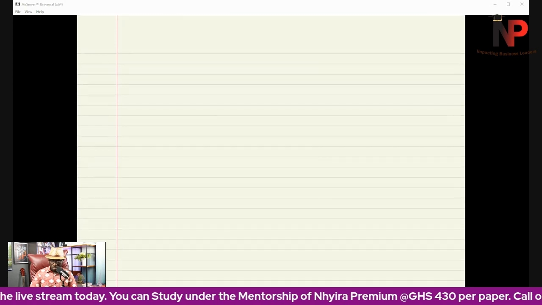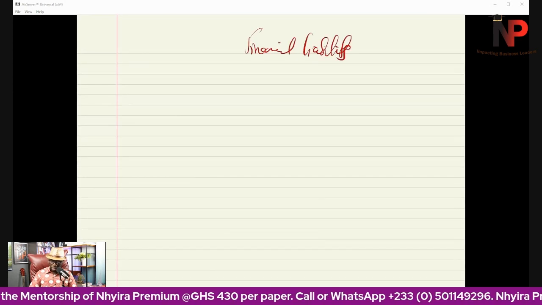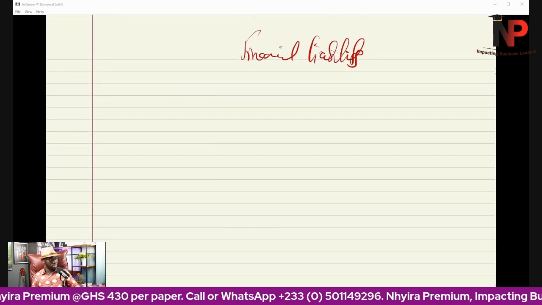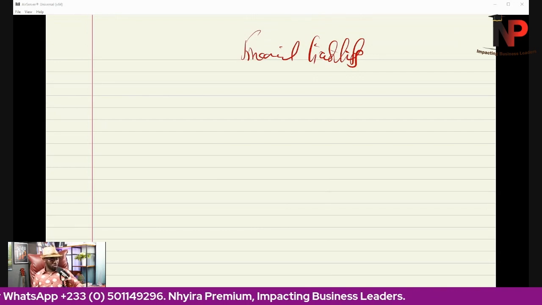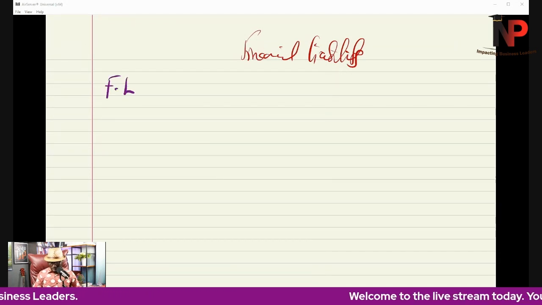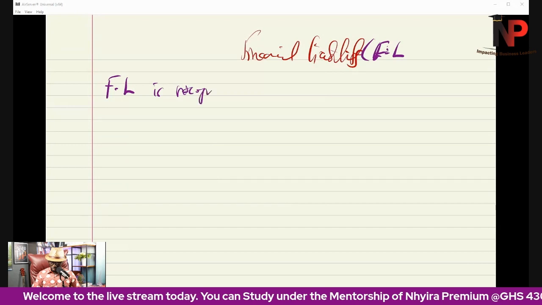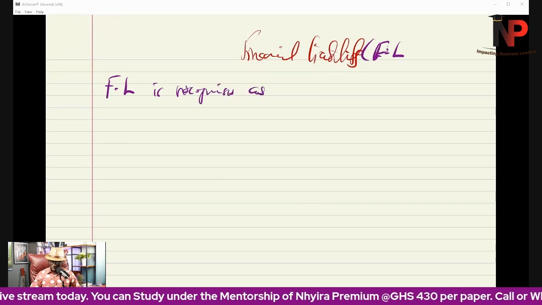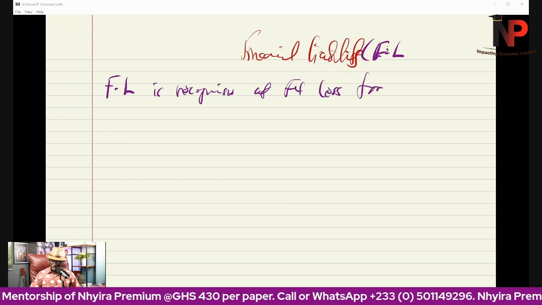On the financial liability situation, it's pretty simple. If the company is the one issuing, the company is the one selling, the company is the one receiving the money at the end of the day, then the financial liability, FL, is recognized at fair value less transaction cost.